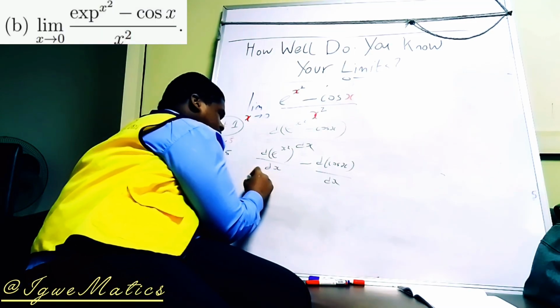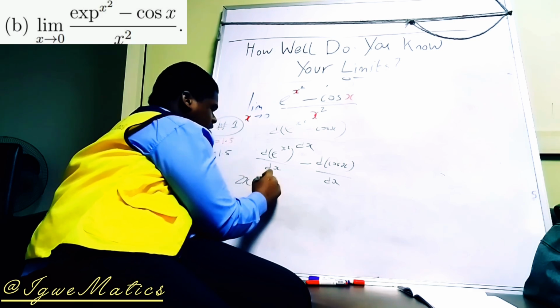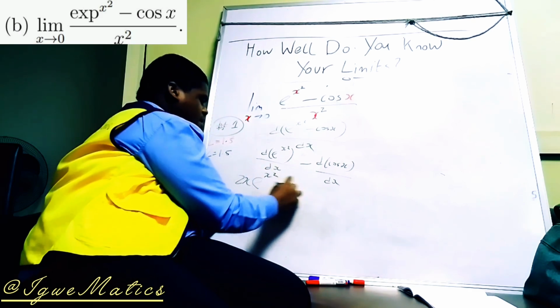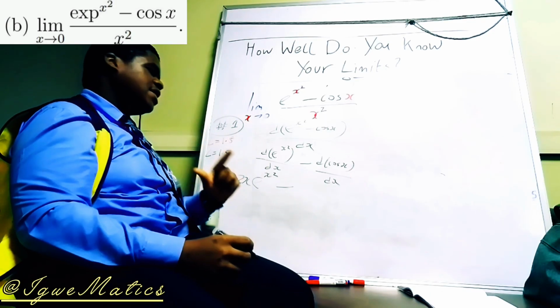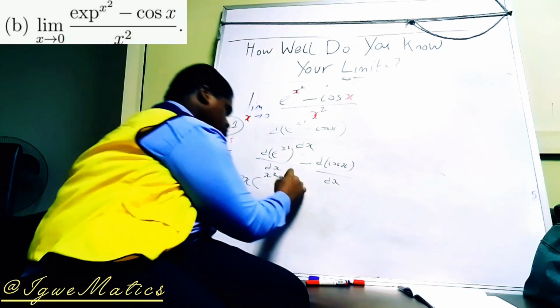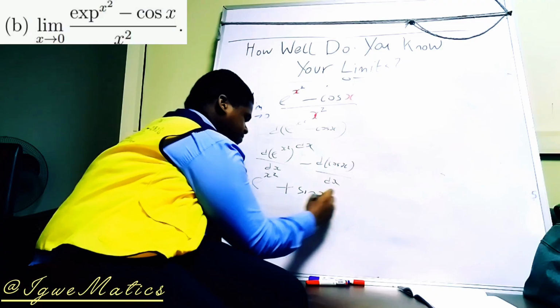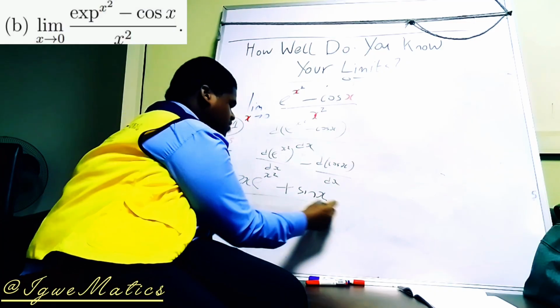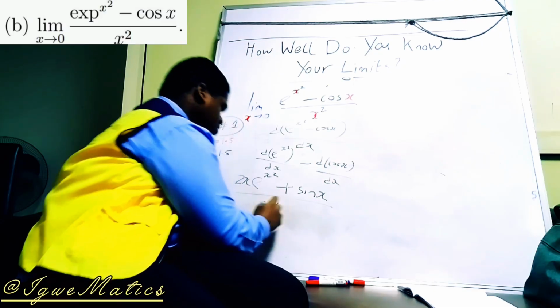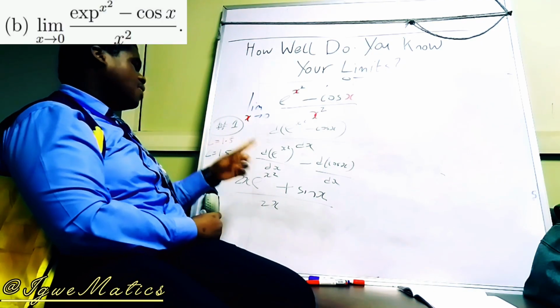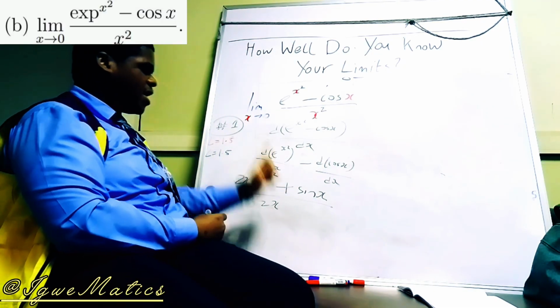So I'm just going to write down 2x times e to the power of x squared minus, if we differentiate cos x with respect to x, you get minus sin x. So minus and minus give plus sin x here. Okay, don't forget about also differentiating the denominator. If you differentiate x squared, you're just left with 2x. So all you're left with now is (2x times e to the power of x squared plus sin x) divided by 2x.